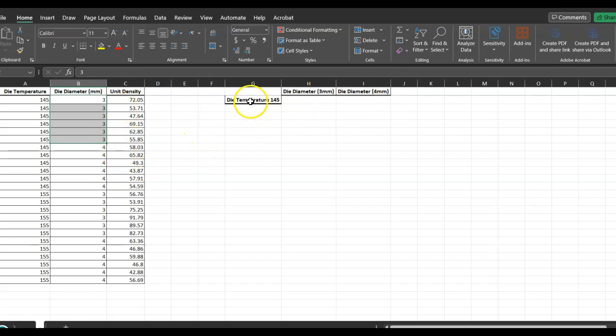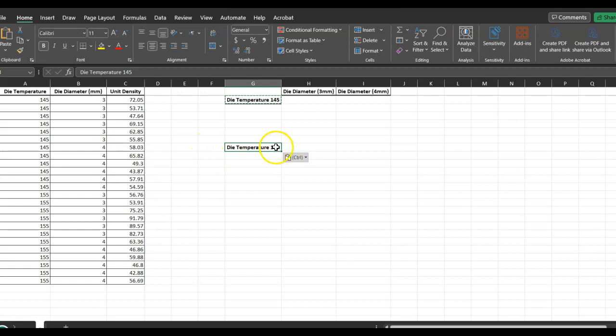I'm going to copy this one and paste it on the 7th row, and change it to 155. So I have a two-dimension table right now. One is giving me the diameter, 3 and 4. The other one is giving me the temperature, 145 and 155.